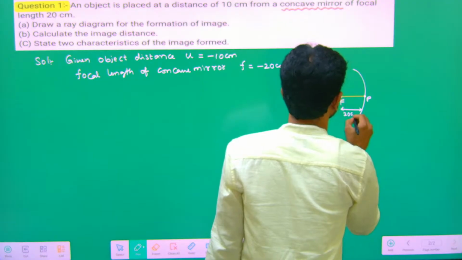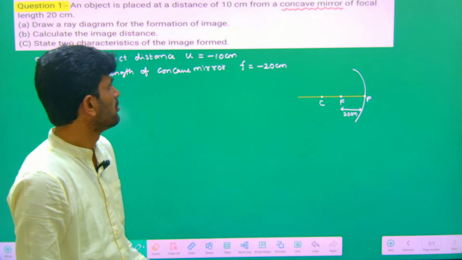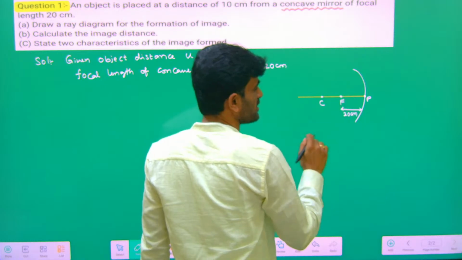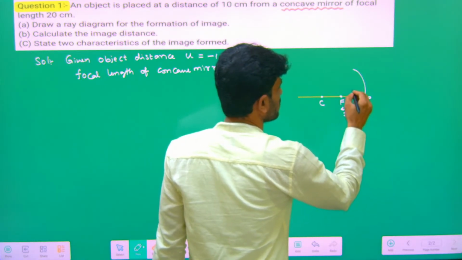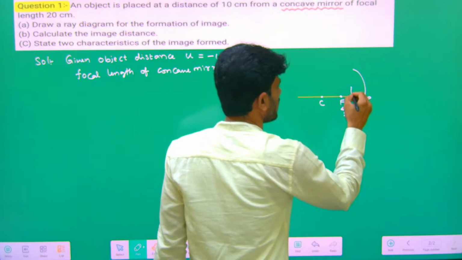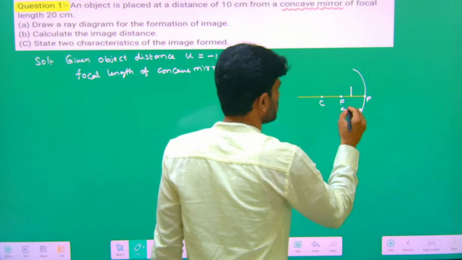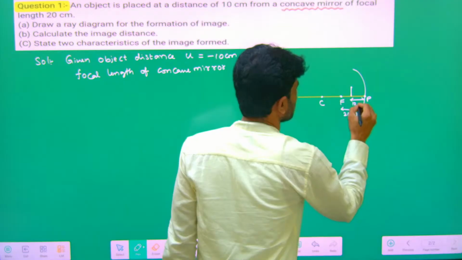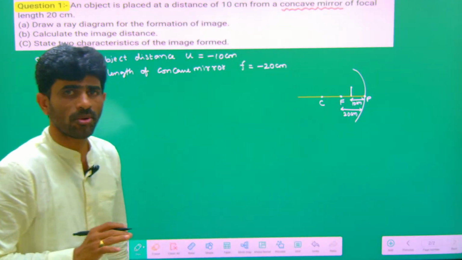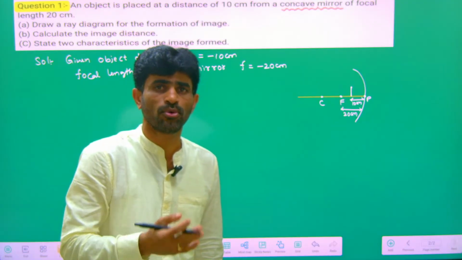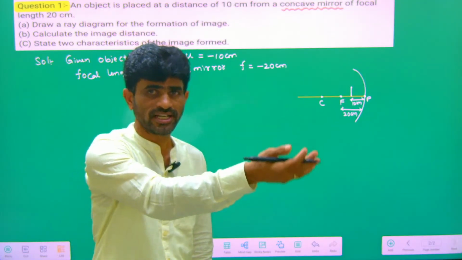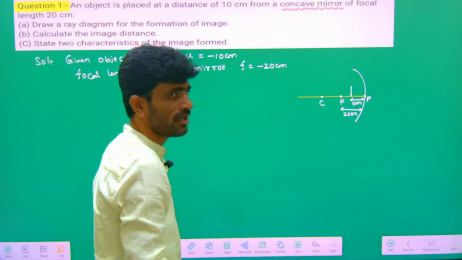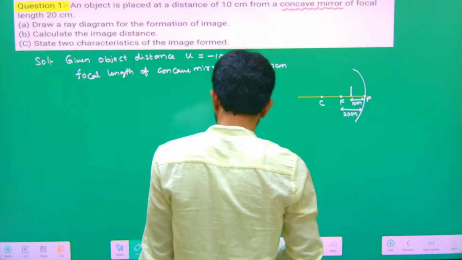Now if you observe, the focal length is 20 centimeters, but the object is kept at only 10 centimeters. Means what? Less than the focal length. I told you just now, if the object distance is less than the focal length, it is between F and P. So the object is kept between F and P. This distance is 10 centimeters. When the object is kept between focus and pole, the image forms behind the mirror, because it is a concave mirror, and it is virtual and direct. So how will the image form now?